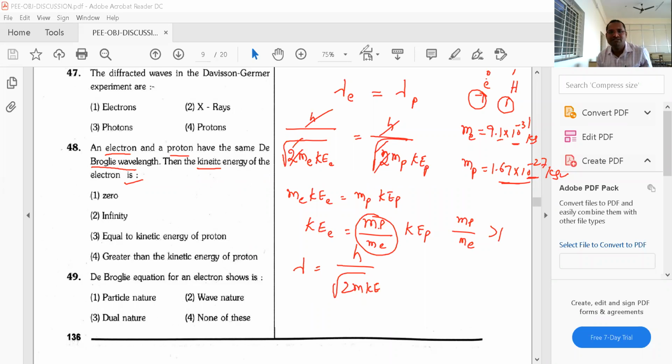That means we can say the kinetic energy of electron is greater than the kinetic energy of proton. Yes, option 4 is the right answer. Student, got it? Clear? Understood? Concept is important. Though it is an oral question, it is an important concept.